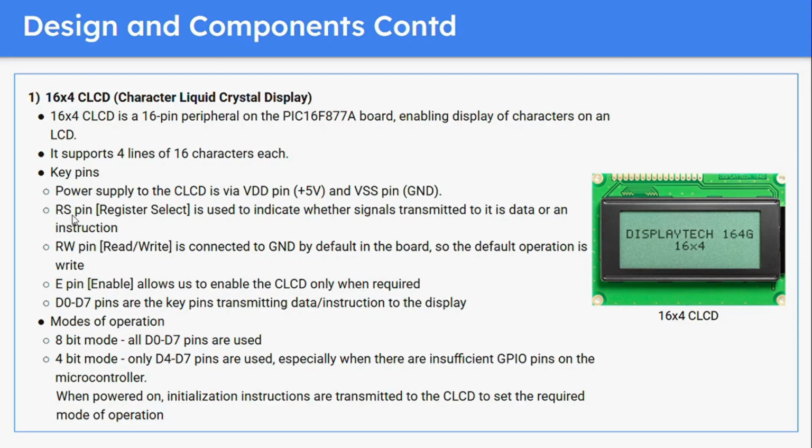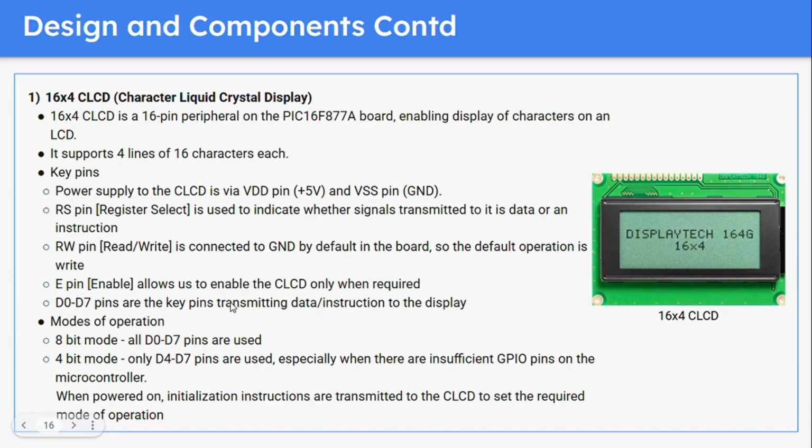The RS pin, which means register select, is used to indicate whether the signals transmitted to it are data or an instruction. The read-write pin is connected to ground by default in the board, so the default operation is writing to the LCD, which enables us to send data to the CLCD, which will be displayed on the screen. The enable pin allows us to enable the CLCD only when required. The data or instruction pins D0 to D7 are used as and when required.